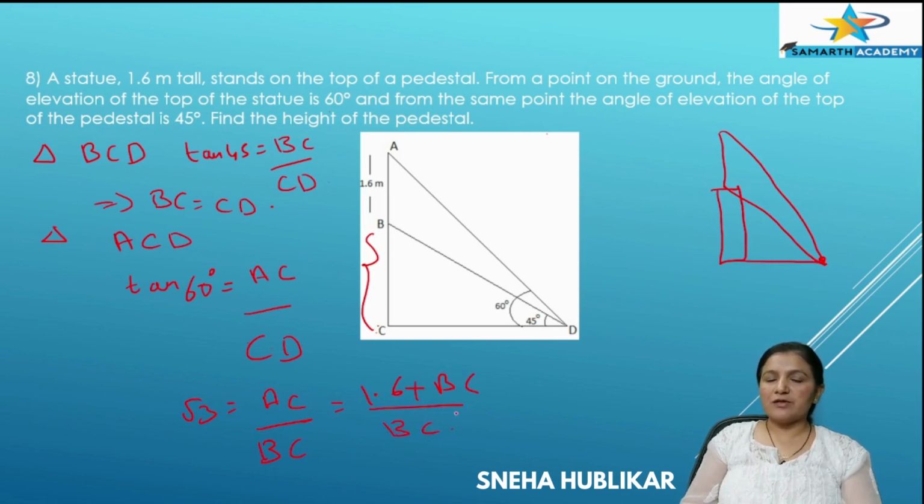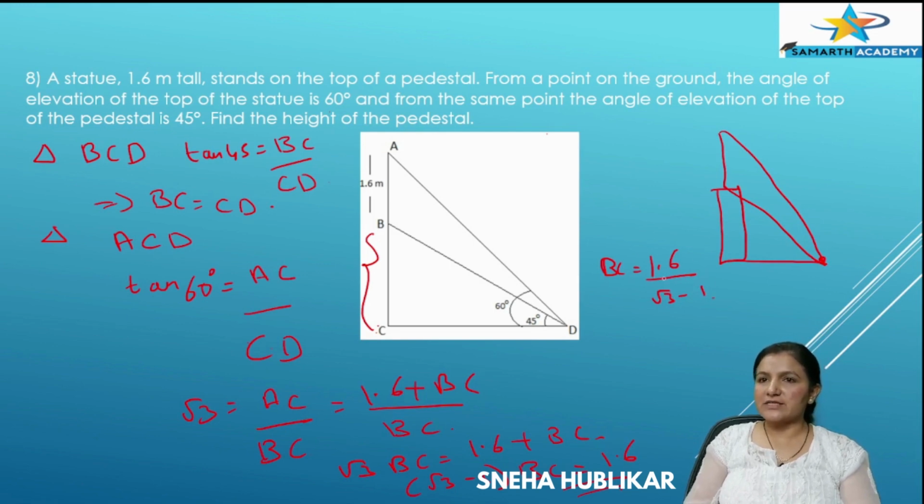So frame a formula for BC and solve for that. So what do we have? Root 3 BC equal to 1.6 plus BC. Take BC on one side. So what I get? Root 3 minus 1 into BC equal to 1.6, or BC is equal to 1.6 by root 3 minus 1.